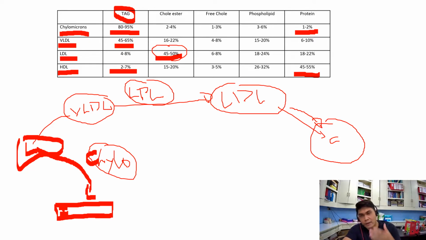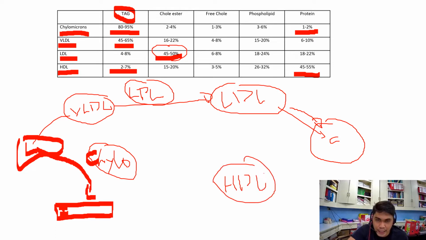So that's how LDL distributes its cholesterol. Now, what if this cell contains high levels of cholesterol, in excess of cholesterol? To remove the excess cholesterol, you need the lipoprotein HDL.